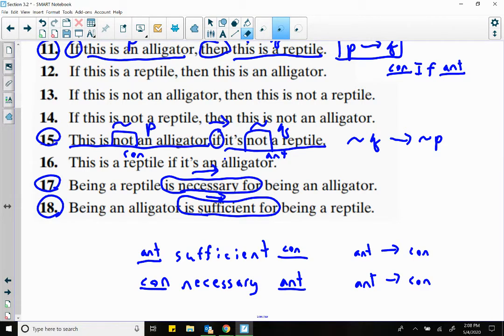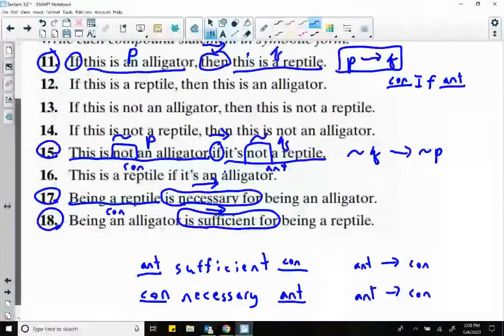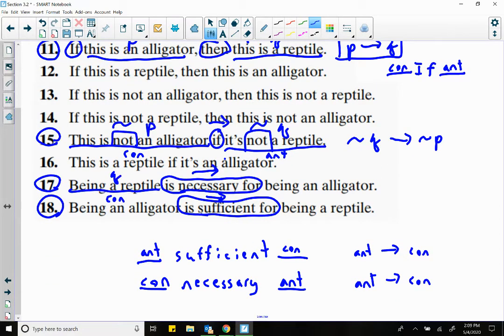Okay. So, we know that 17 is the one written backwards. So that means we know being a reptile, this guy is the consequent. Okay? So this is the letter that should be going second. And being a reptile, that is Q. Being an alligator, this is the antecedent, so it's going to go first, and that's P. So this guy looks like P arrow Q, because the antecedent notation comes first, then the consequent.